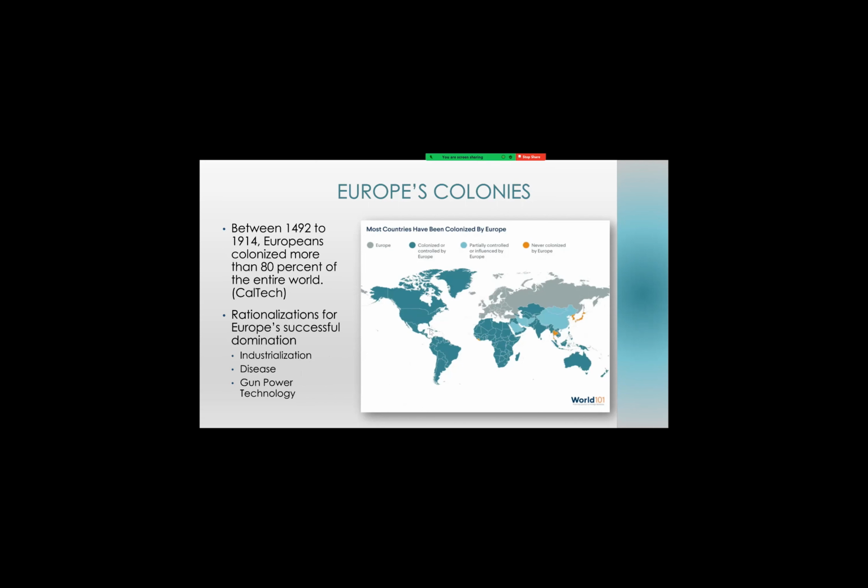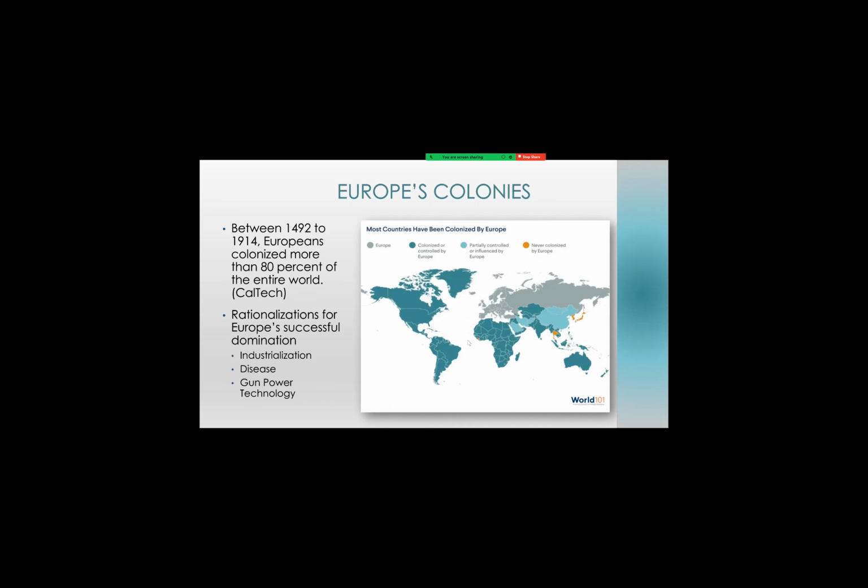violence in these places. More recent, contemporary colonial studies scholars are arguing that gunpowder technology is the real reason that Europe found the kind of success that they found for colonizing. But I want you to pay attention to the fact that most of the world has been touched by Europe's colonial power and Europe's colonial violence, either partially or under full colonial control.